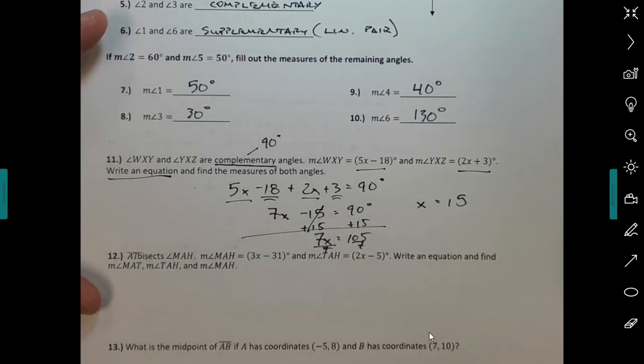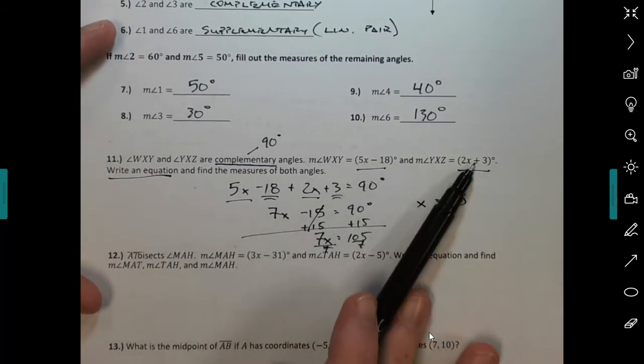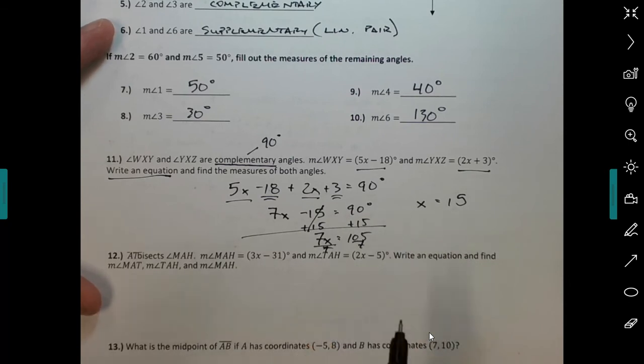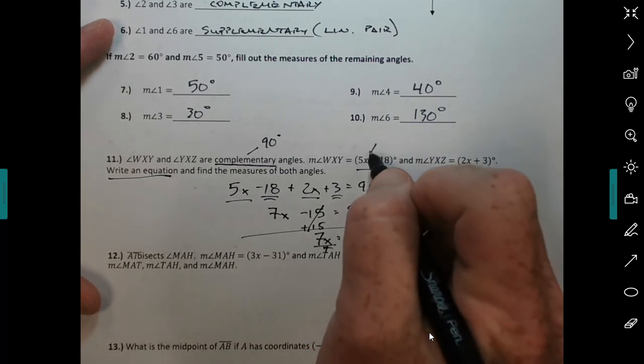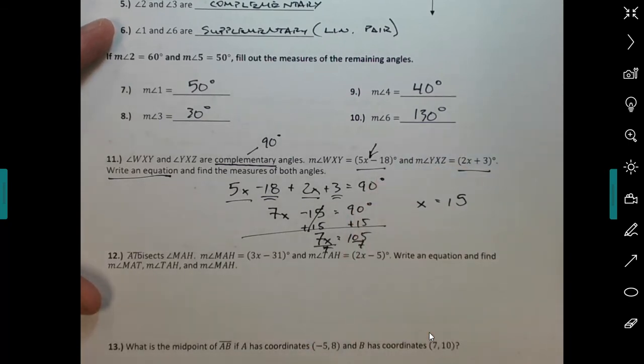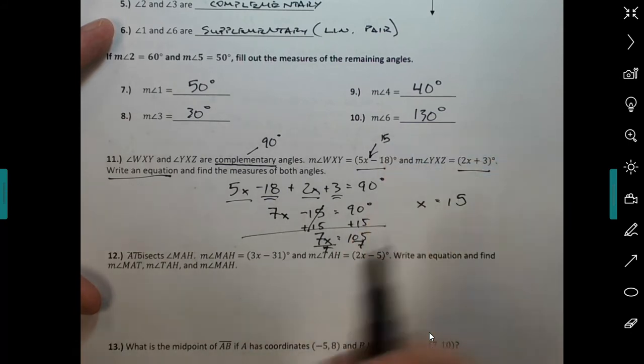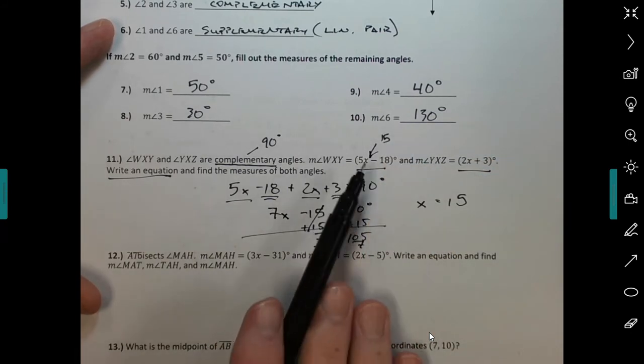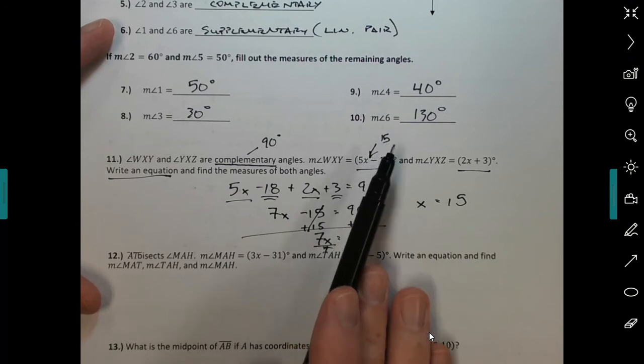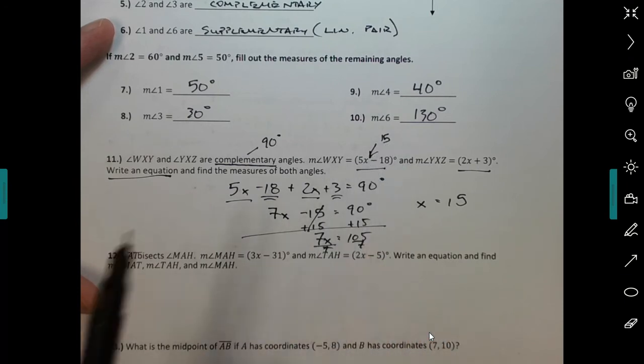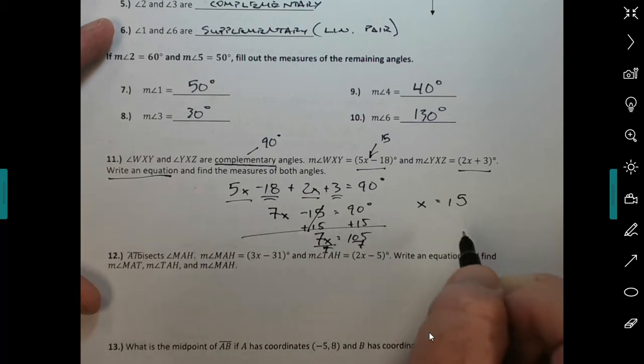15. Now, make sure you understand, none of the angles actually measure 15. That's what x is. I need to actually take 15 and plug it in if I want to find that angle measure. 5 times 15 is 75. If I take 18 from 75, I think I get 57.